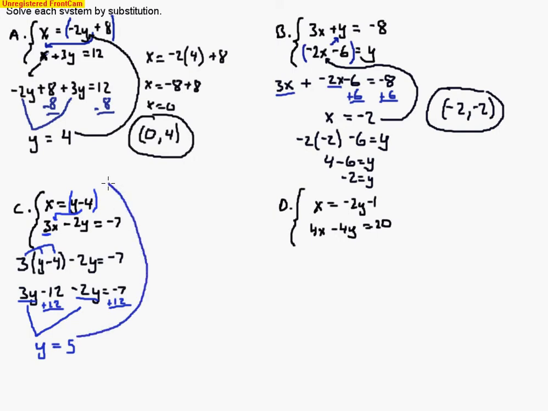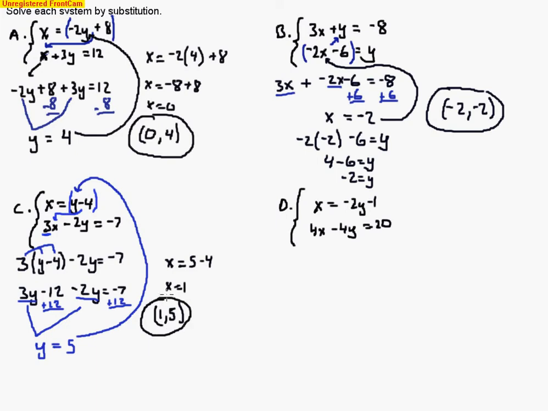So we have to take that y and substitute it back in for y in the other equation. So we've got x equals 5 minus 4, which is 1. So there's our answer, (1, 5).